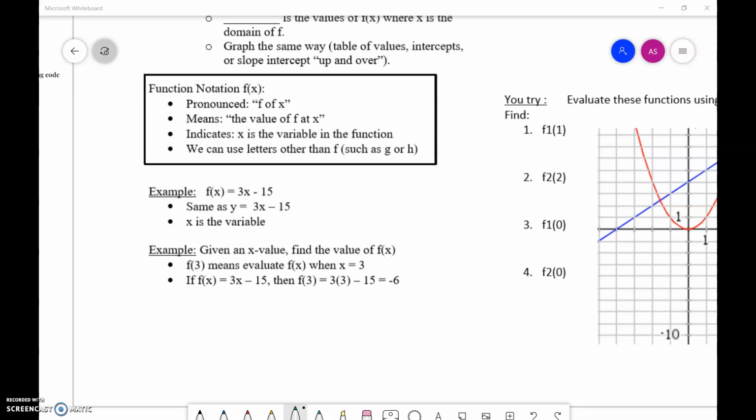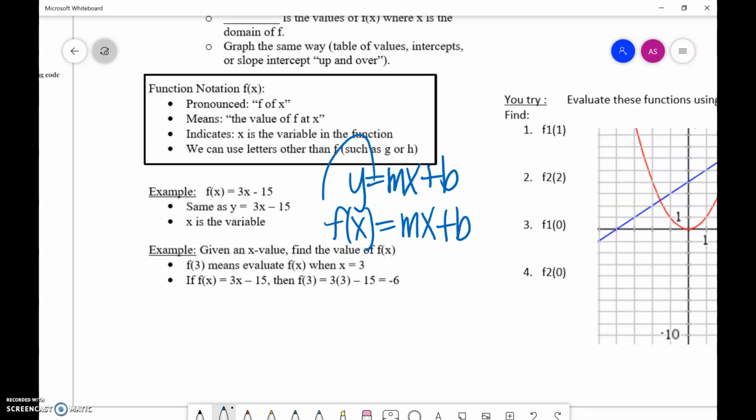All right, guys, so these are our notes for Unit 2 function notation. As we discussed in class, f of x is going to be the same thing as y. Just like in middle school where you might have had y equals mx plus b, this y is now going to be replaced with f of x. So let's say I have f of x equals mx plus b. These two work out the same.